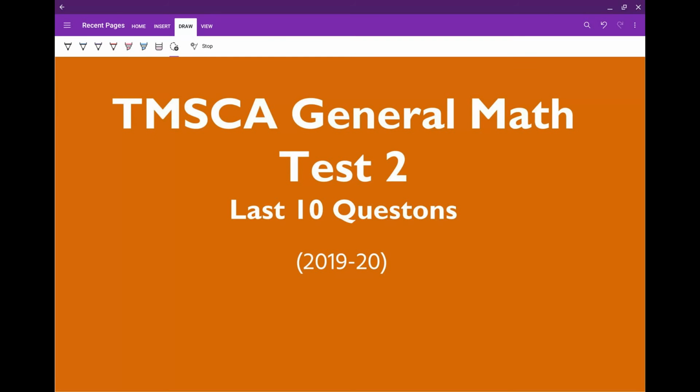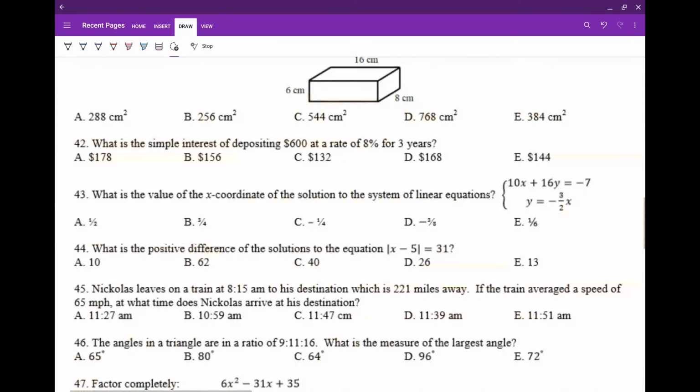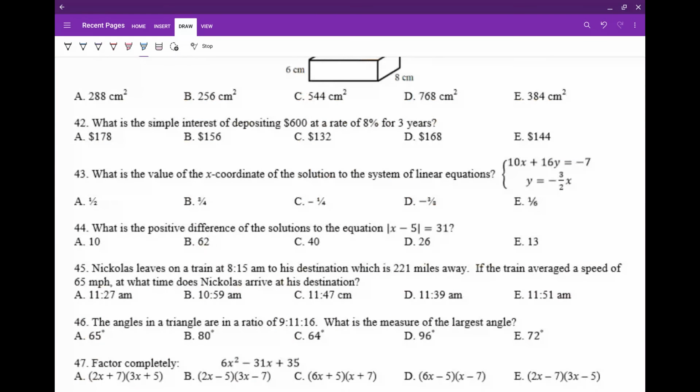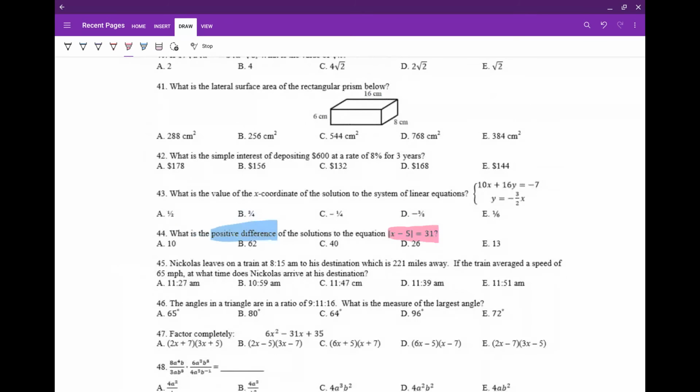Let's talk about question 44 in general math test 2. 44 is asking for the positive difference, and it has an absolute value equation. Now, I did an absolute value equation more in depth in test 1, so go check that out. Also, I have playlists set up where you can just go to the absolute value playlist, and you'll see a lot of problems from there if you want extra revision.